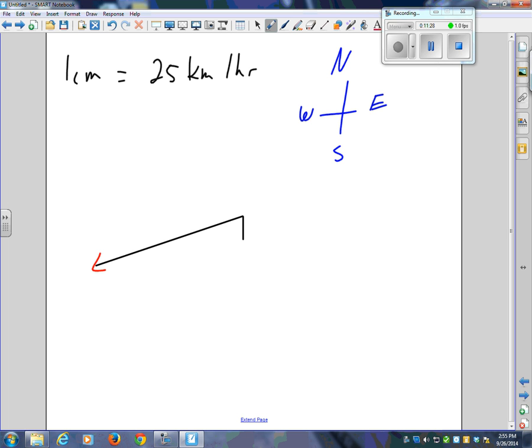Don't be lazy. If it's 25 kilometers per hour, and it's supposed to be 125, then this should be 5 centimeters. How did I get that? 125 divided by 25, or 5. Okay? Where is the angle? 75. Right there. Okay? There were so many people that had it like this, and they had their angle like this.